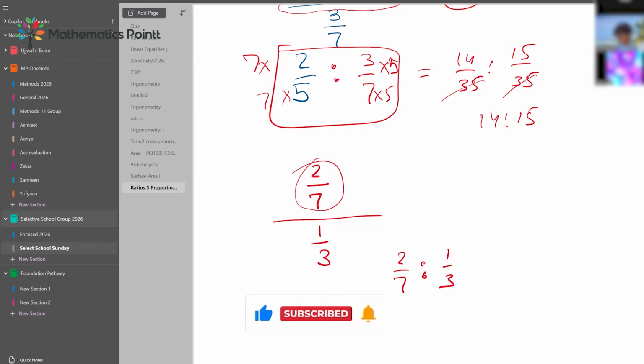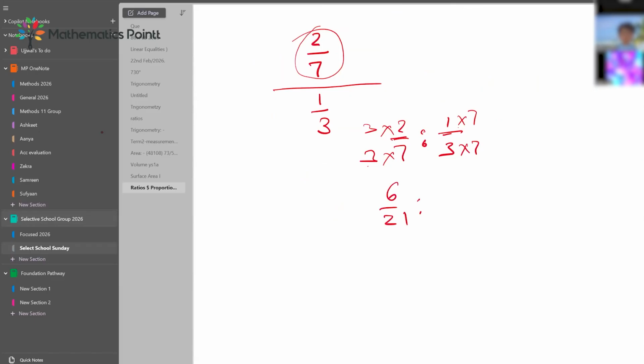What's the common multiple between 7 and 3? Not straightforward, it's 21. So I have to multiply here by 3, here by 7. So I'll repeat the same stuff. So this becomes 6/21 ratio 7/21. 21 cancels. 6/7. I hope this is clear now.